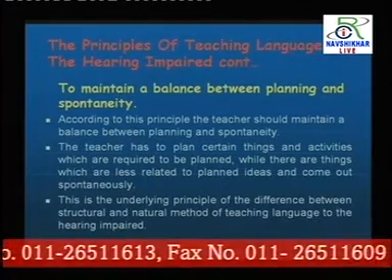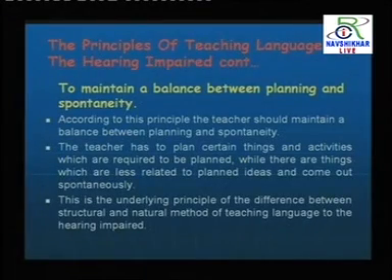To maintain a balance between planning and spontaneity, according to the principle, the teacher should maintain a balance between planning and spontaneity. The teacher has to plan certain things and activities which are required to be planned, while there are things which are less related to planned ideas and come out spontaneously. So this is an underlying principle of the difference between structural and natural method of teaching language to the hearing impaired, which we will be discussing in a later part. Now, there are certain things which have to be planned, and there are certain things which come out spontaneously.